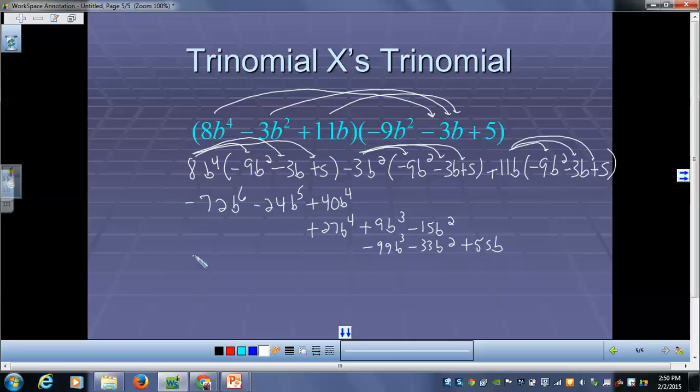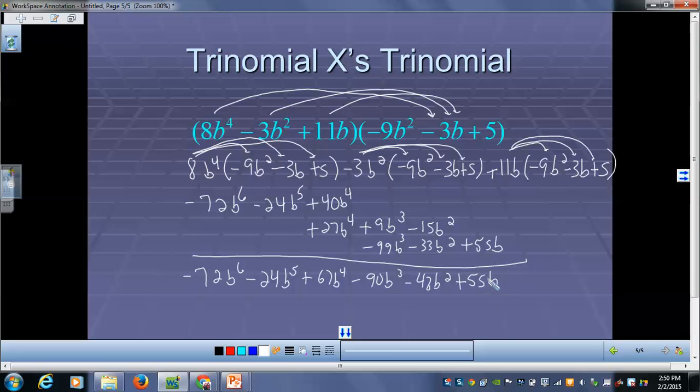So when I do this, notice it really helps me see all my like terms. Oh, there's only one b to the sixth term, so I can bring that down. There's only one b to the fifth term. I can bring it down. Oh, there's two b to the fourth terms, so now I just always have to combine these by adding, so 67b to the fourth. Oh, there's two b cubed terms, so that's going to be negative 90b cubed. Two b squared terms, so negative 48b squared. And then one b term. And so then that is my final answer. So as you distribute, it's really kind of nice. Then you can line everything up, add them, and combine like terms right then and there.